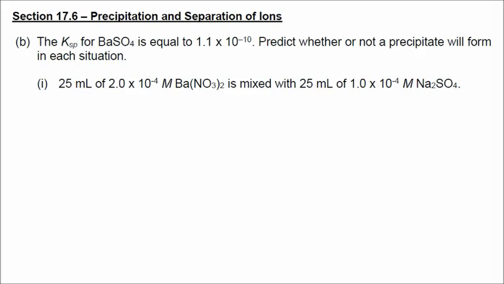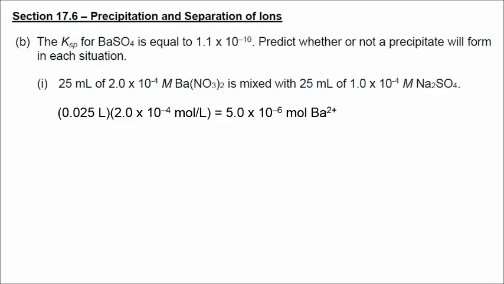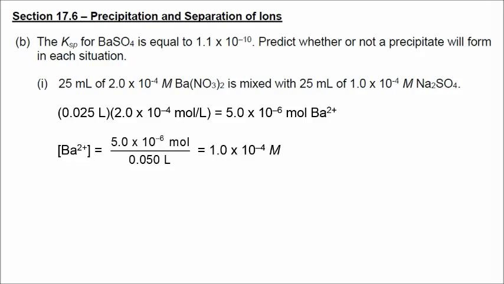We have 25 milliliters of a solution of barium nitrate, and we have 25 milliliters of a solution of sodium sulfate. Now the spectator ions that we don't care about are nitrate and sodium. We care about the concentration of barium, and currently we have 5 times 10 to the negative 6 moles of barium ions. That would be a concentration of 1 times 10 to the negative 4 moles per liter.